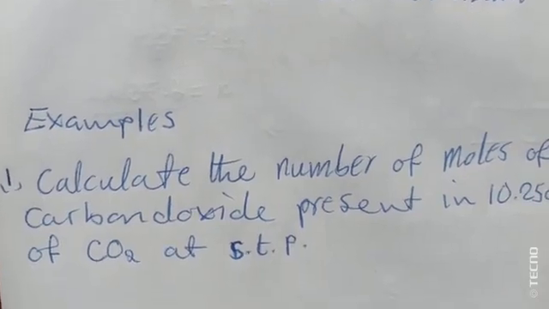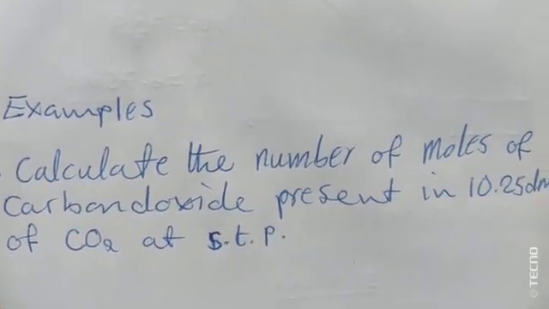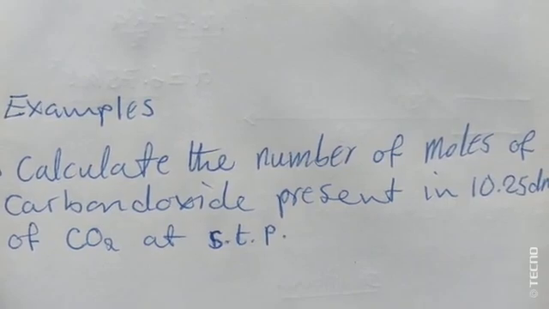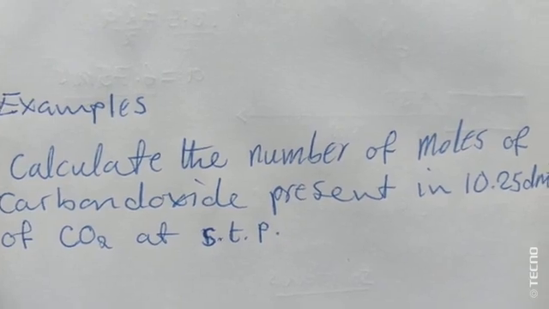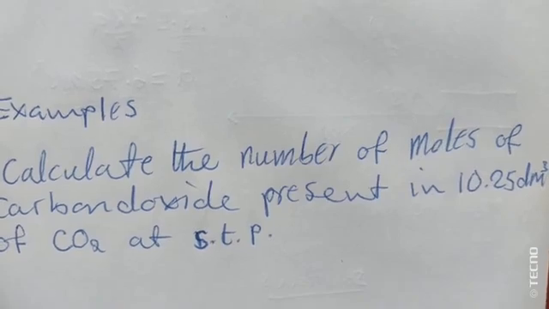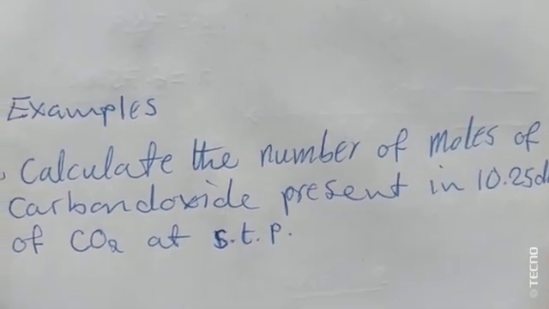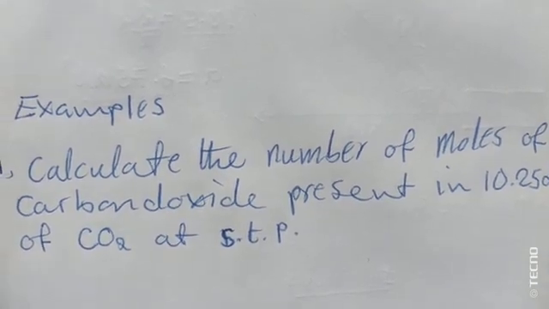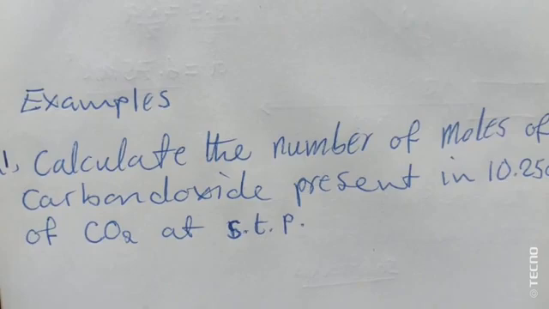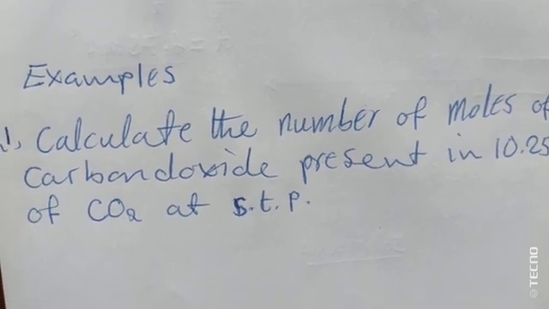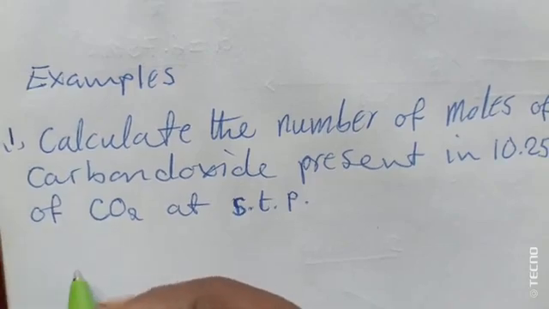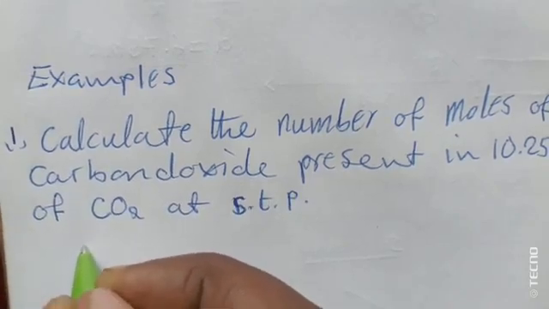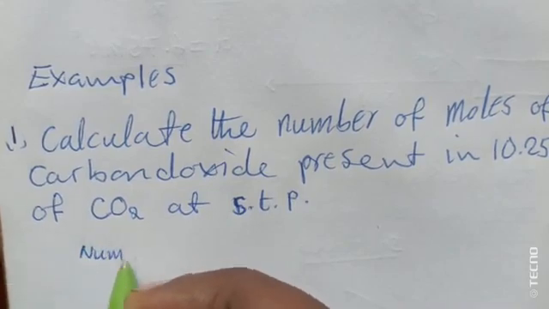So this is the example that we have. The question is: calculate the number of moles of carbon dioxide present in 10.25 decimeter cube, which is the unit of volume, of carbon dioxide at STP. So here at STP, remember we've said the formula is the number of moles.